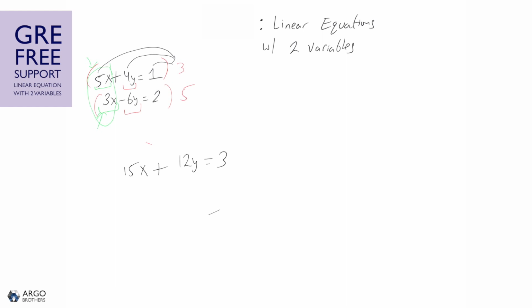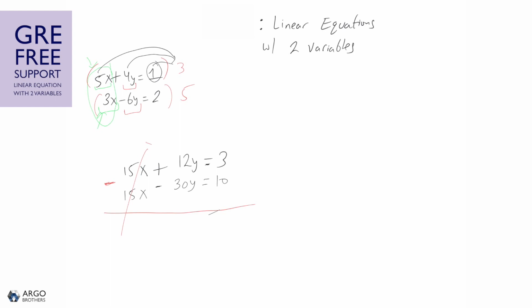Please do not make the mistake, as a lot of people do. People always forget to multiply this number over here, okay? Please do not forget that. The next one is going to be 5 times 3x, which is 15x, 5 times negative 6y, which is going to be 30y, is equal to 5 times 2, which is 10. And now remember, we are subtracting over here. And now 15x minus 15x cancels out.